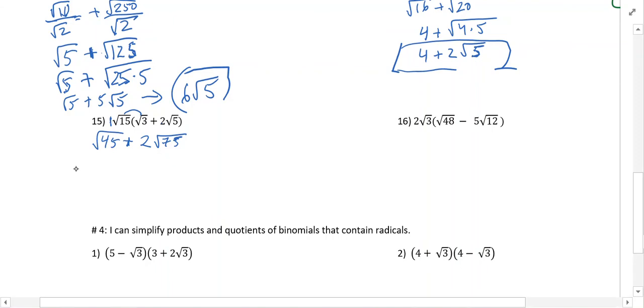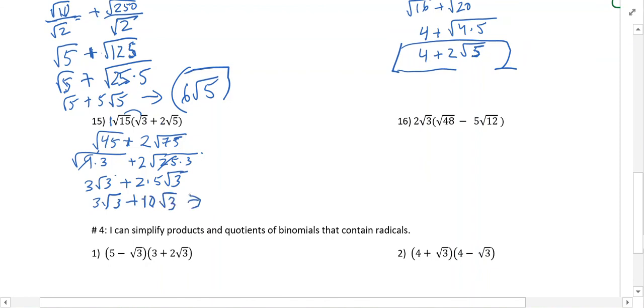All right, so now we need to say this can break into, I can think about it as 9 times 5 plus 2 rad 25 times 3. So then when I simplify it, the square root of 9, I'm left with 3 rad 3 plus 2 times, this would be 5 rad 3. So then 3 rad 3 plus 10 rad 3. So when I combine those together, 3 rad 3 plus 10 rad 3 gives me 13 rad 3. So then there's my answer.